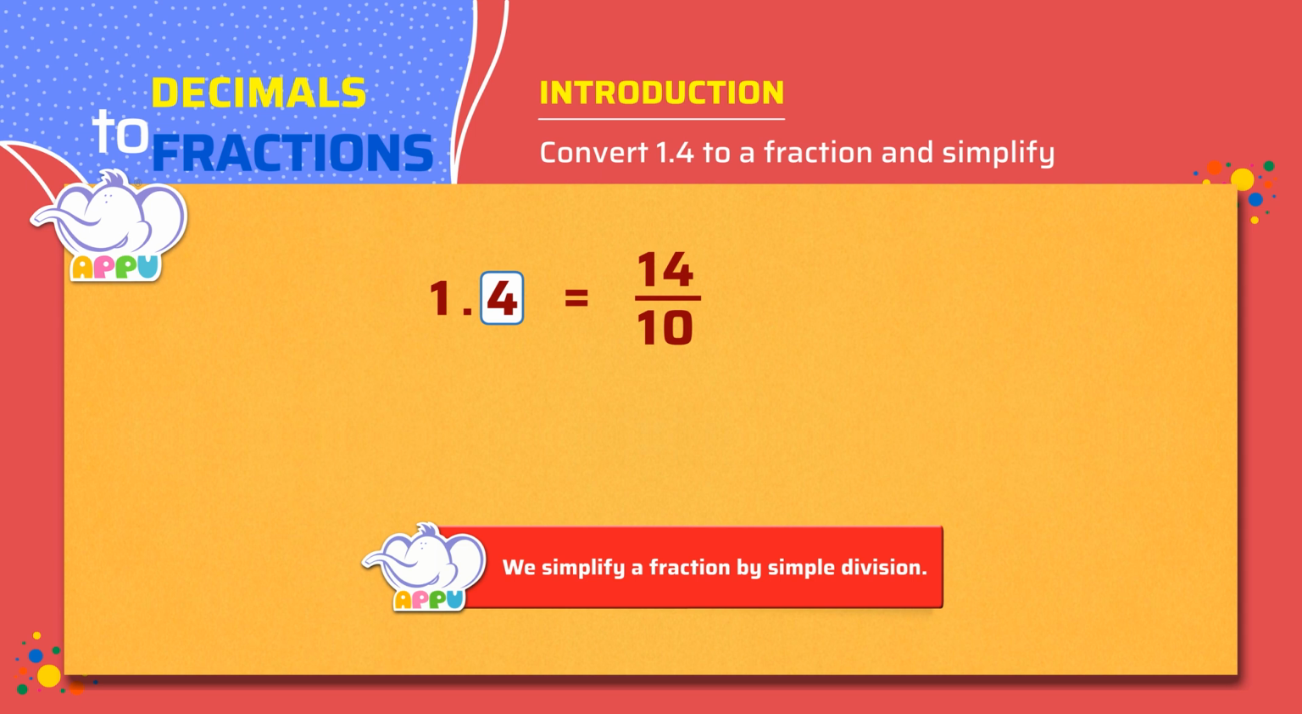Let's simplify this by simple division. 2 divides 14 7 times and 2 divides 10 5 times. So 1.4 is equal to 7 by 5 after simplification.